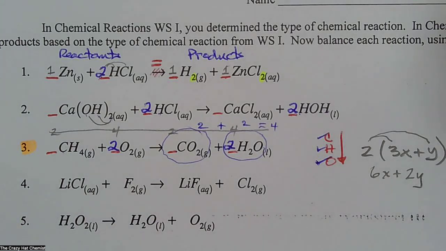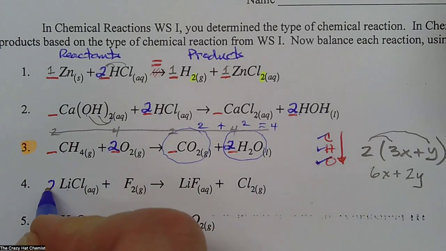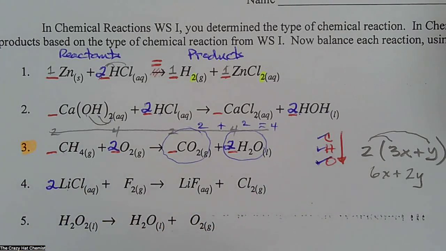All right, let's move on to number 4. We have lithium chloride plus fluorine produces lithium fluoride and chlorine gas. There's one lithium on the reactant side, one on the product side. One chlorine on the reactant side, two chlorines on the product side. So I'm going to place a 2 coefficient in front of the lithium chloride. That will give me 2 chlorines on the reactant side where there are 2 on the product side.